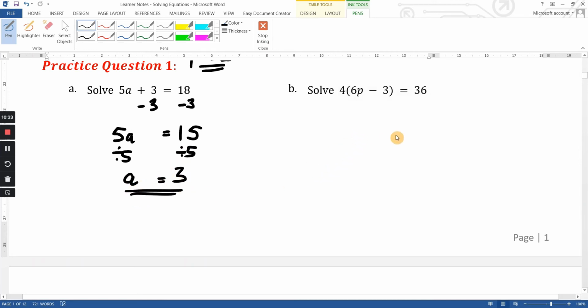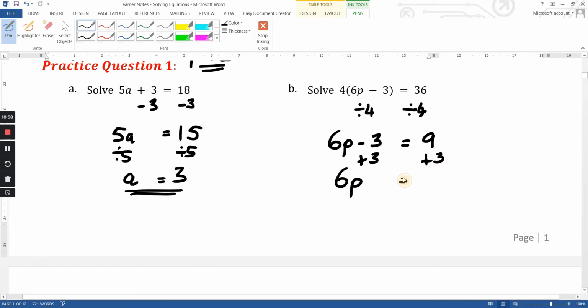That's that one done. Part B, you know what, I'm going to divide both sides by 4. If the bit in the brackets doesn't get affected, I'm left with, how many 4s go to 36? That's 9. Let's add 3 to both sides. I get 6p equal to 12. Last step. P equal to 2.